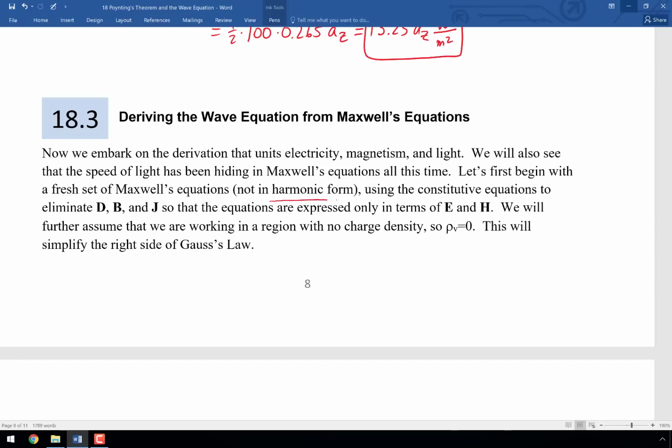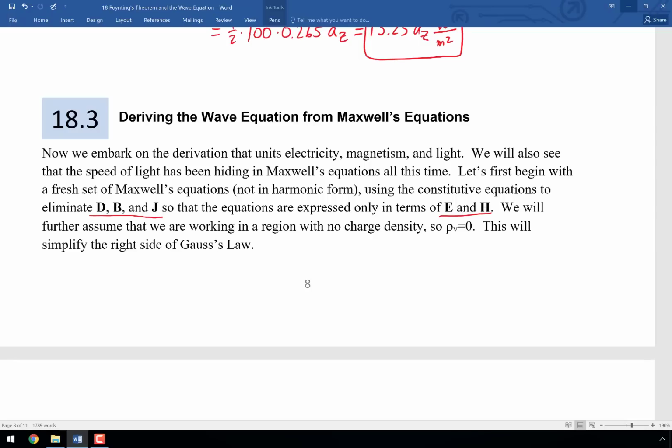We're omitting the harmonic form that we just talked about. So we're going back to old school. We're going to OG Maxwell's equations. Use the constitutive equations to eliminate D, B, and J. So we don't want D, B, and J to appear in Maxwell's equations. We only want E and H.